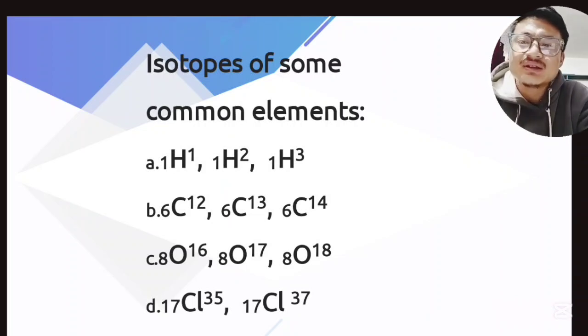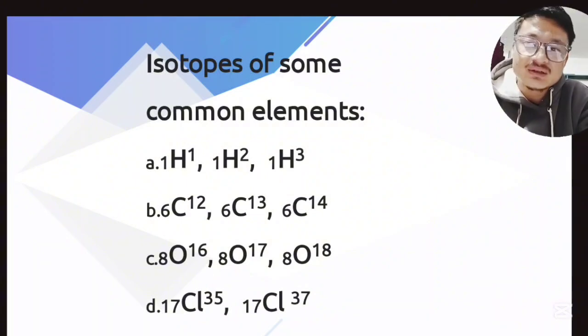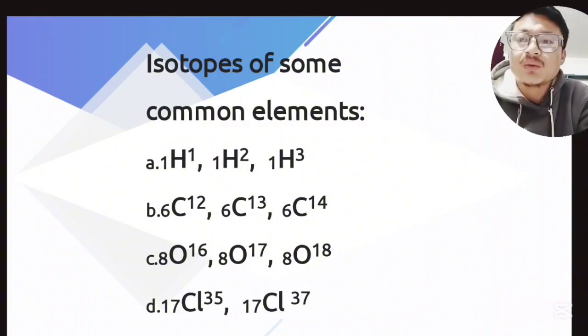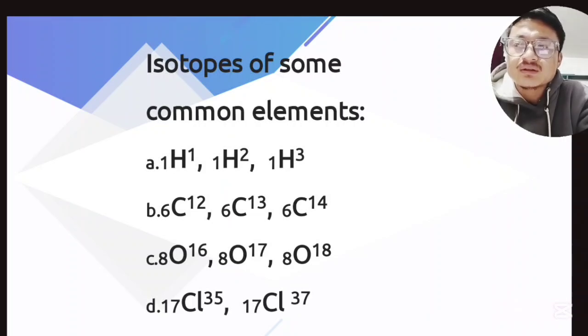Finally, chlorine. The atomic number of chlorine is 17. Both isotopes have atomic number 17 but different mass numbers: the first one has 35, the second 37. Why do they have the same atomic number but different mass number? Due to the difference in the number of neutrons present in the atoms.